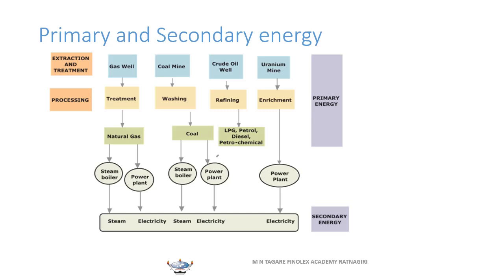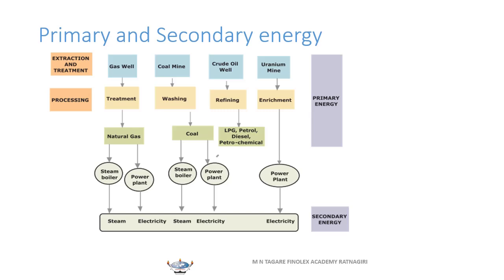Coal also is supplied to these two, or LPG, it can be given to the power plant. So now after burning these fuels, these boilers or power plants convert this primary energy into secondary energy. So steam and electricity are called secondary energy. And now you can make use of these energies, and you can very easily handle them.